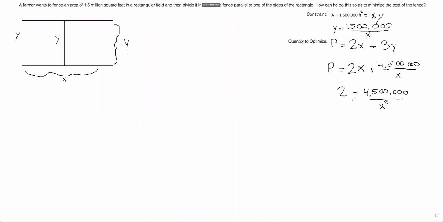Easy enough. And then from there, we want to multiply both sides of the equation by x squared, and then divide both sides of the equation by 2. So when we do that, we get x squared equals this quantity divided by 2. Here, I'll write it. So 4,500,000 divided by 2 is 2,250,000.